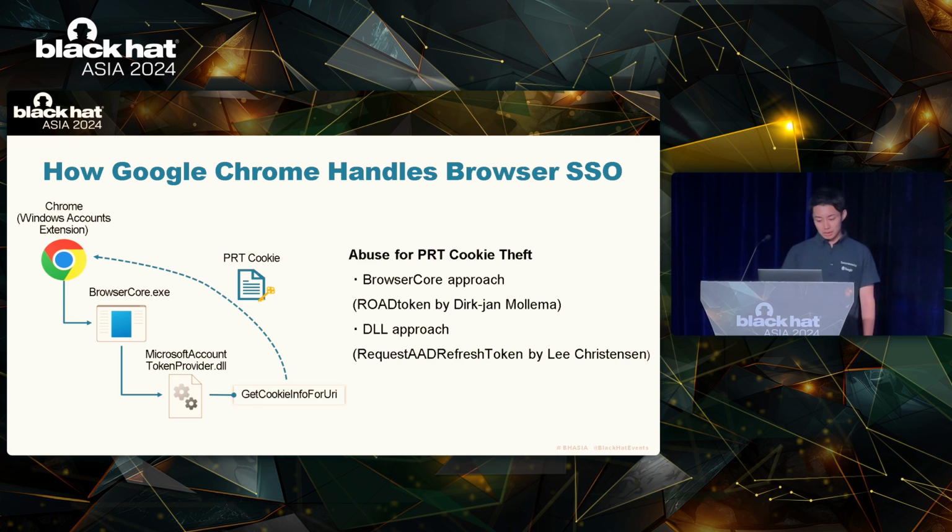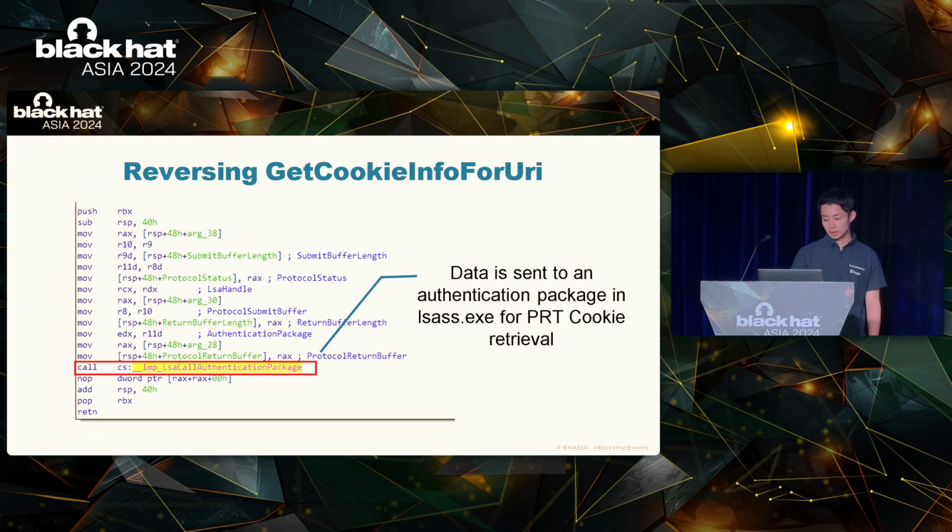But for my research, I tried to discover what the method, GetCookieInfoForUri, does to internally get the PRT cookie of the logged on user. If you look at the GetCookieInfoForUri method in the DLL, you can find that the method at the end calls the LsaCallAuthenticationPackage. And this Windows API can communicate with the authentication provider loaded in LSASS.